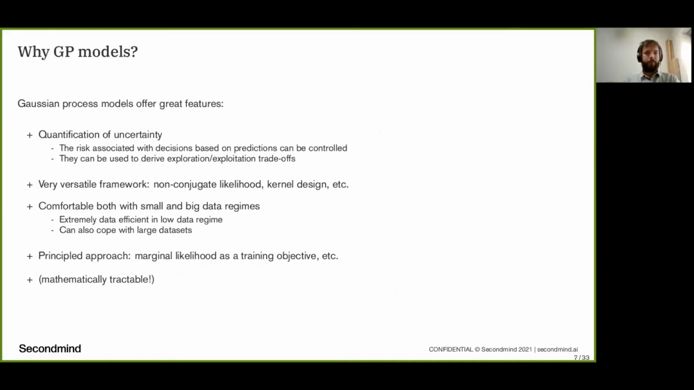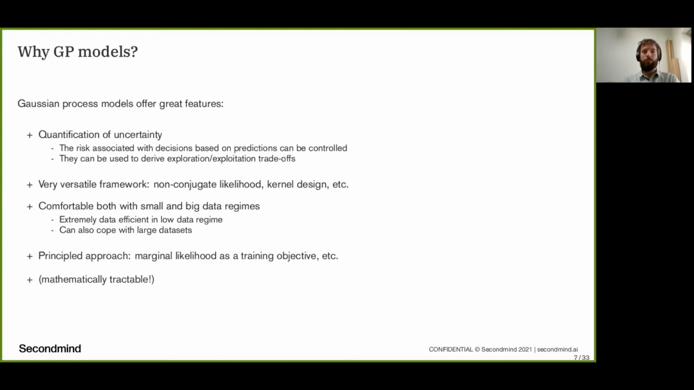Thanks. Okay, so why are we so fond of GP models? The first one is that they are great for quantifying uncertainty. So we can control the risk associated with the decisions that will be made on top of the model. And this knowledge of the uncertainty can also be used to derive exploration trade-offs, if you do Bayesian optimization, for example.